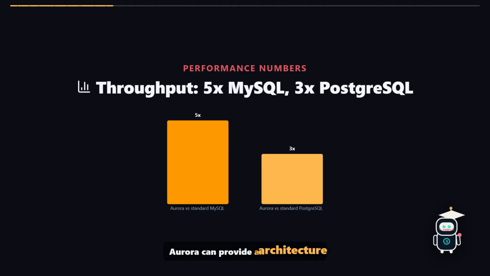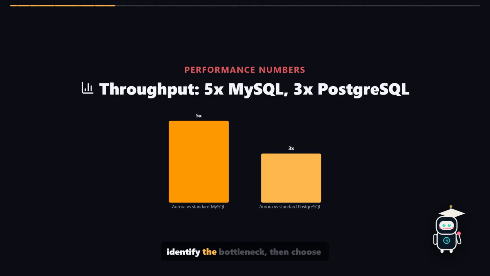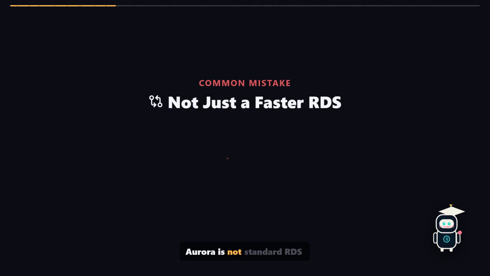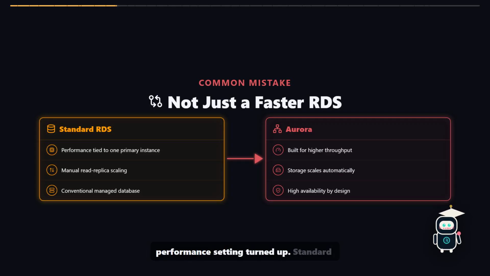Aurora can provide an architecture that supports high throughput and scale. It does not turn an inefficient query into an efficient one. Measure the workload, identify the bottleneck, then choose the fix. Aurora is not standard RDS MySQL or PostgreSQL with a performance setting turned up.